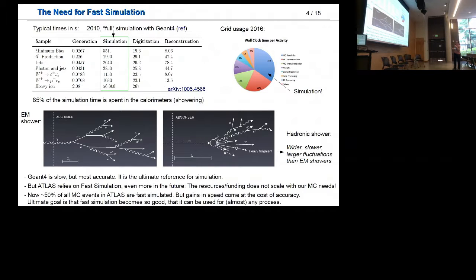This is how a shower looks. The EM shower, electrons and photons, looks rather regular. The hadronic showers look a bit more crazy. We have hadrons, we have an EM component, there's invisible energy, it has a lot of fluctuations, and it's larger. Geant4 is our reference. It produces the showers, and it's our reference, so it cannot get better. If we want to go faster, then it's clear that it will be at the cost of accuracy. So the idea is to improve fast simulation so that it can be used for almost any physics process, depending on what physics you want to do.